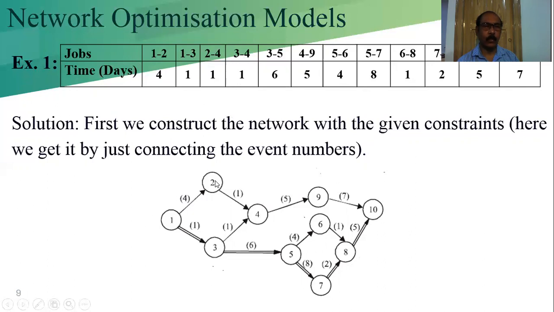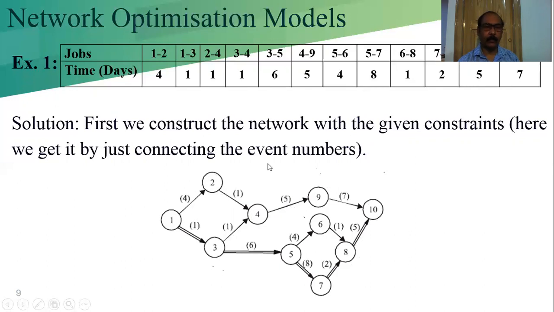This is 1 to 2, and 1 to 3 is 1. Then 2 to 4, and 3 to 4. So 2 to 4 and 3 to 4 activities enter into node 4. These are the normal time durations. This is our actual network diagram.